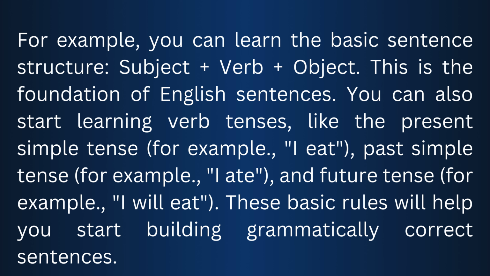You can start with simple grammar rules that will help you form sentences. For example, you can learn the basic sentence structure: subject plus verb plus object. This is the foundation of English sentences. You can also start learning verb tenses, like the present simple tense, e.g., I eat, past simple tense, e.g., I ate, and future tense, e.g., I will eat. These basic rules will help you start building grammatically correct sentences.